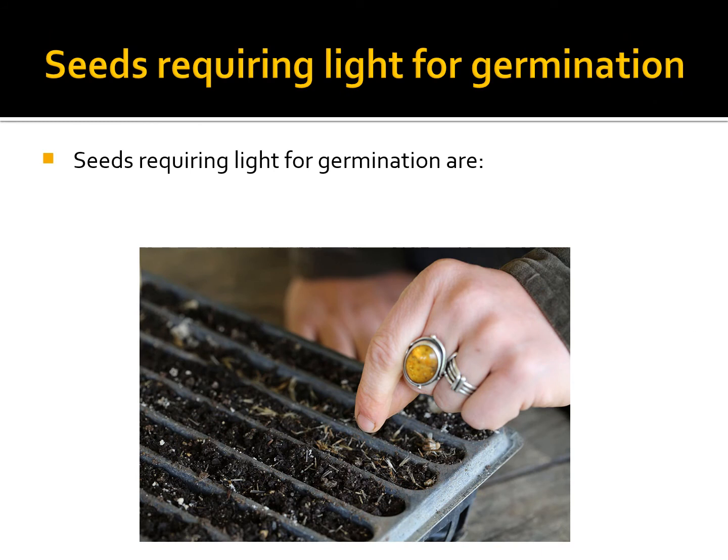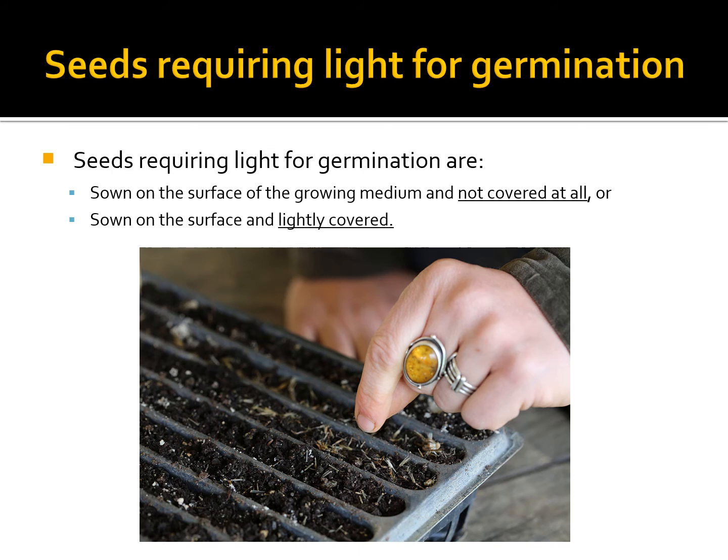So seeds requiring light for germination are typically sown on the surface of the growing medium and not covered up at all. So, if you're sowing some seeds, you need to do a little research. And as it turns out, a lot of species that produce a very small, fine seed, those seeds are the ones that do require light for germination. So the best way to sow those seeds is right on the surface of the growing medium and to not cover them up at all with any additional growing medium. Or if you do cover them, just cover them very, very lightly. So we want to make sure that those seeds can get some red light, which will cause them to germinate.